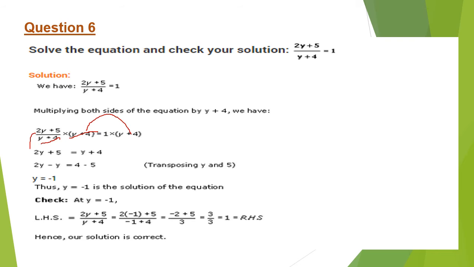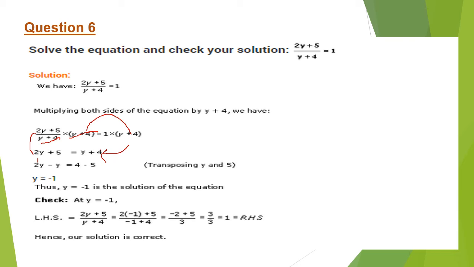Then the remaining terms are 2y + 5, which is equal to 1 into (y + 4), which means y + 4 itself, children. You know, if we multiply anything with 1, the product remains the same. So 1 is considered as the identity element of multiplication. So write down 2y + 5 as it is, equal to y + 4. Children, write down the 2y as it is.